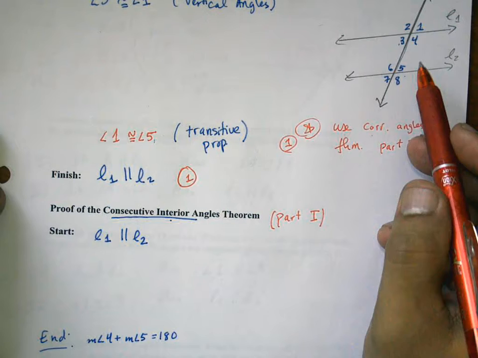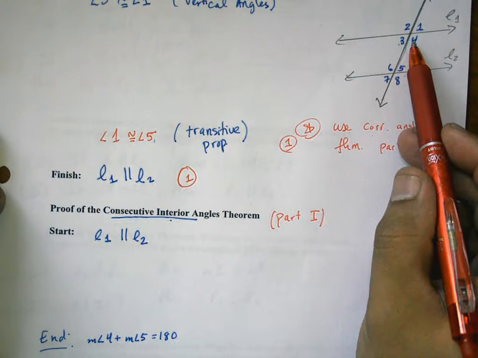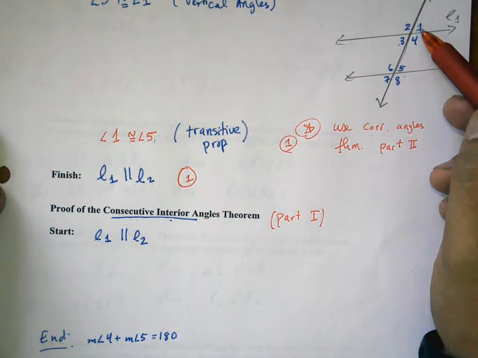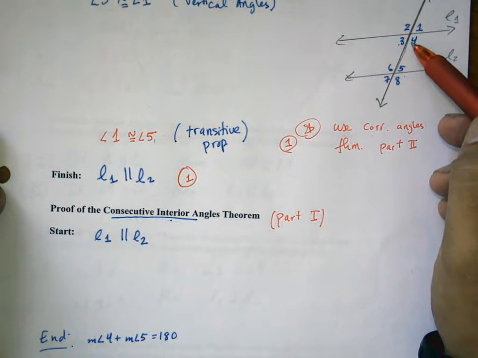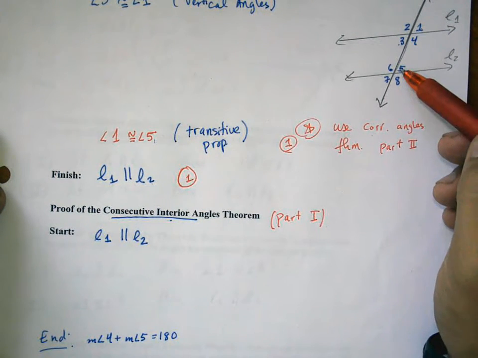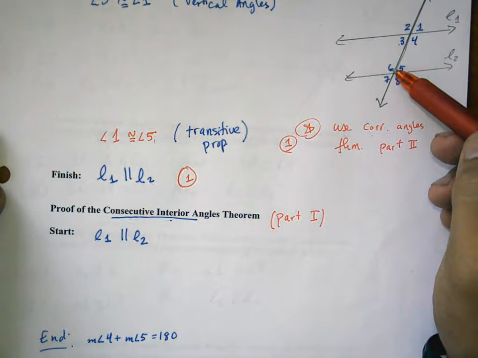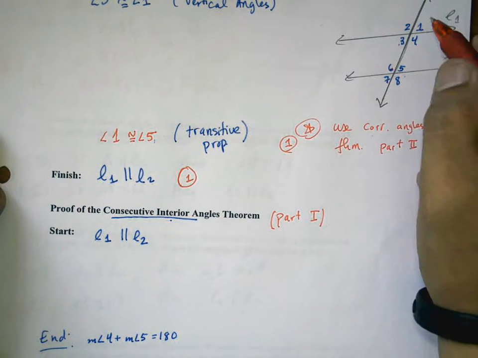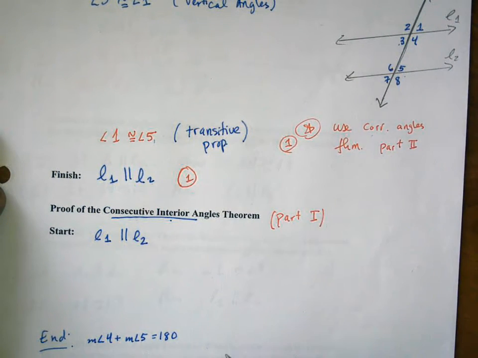And in this picture you can see that 3 and 4 add up to 180. 1 and 4 add up to 180. 5 and 6 add up to 180, 6 and 7, 5 and 8. Lots and lots of possibilities of what to use. But I'm going to pick something that uses 4 and 5.